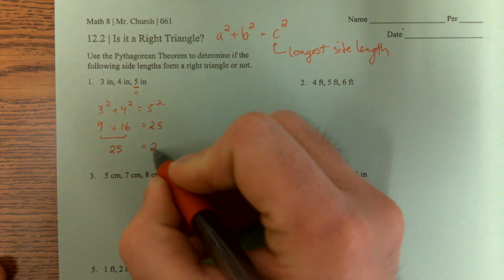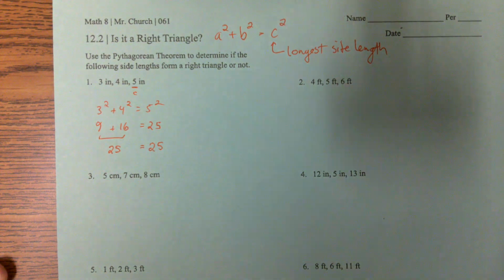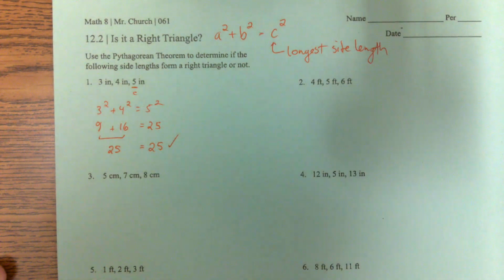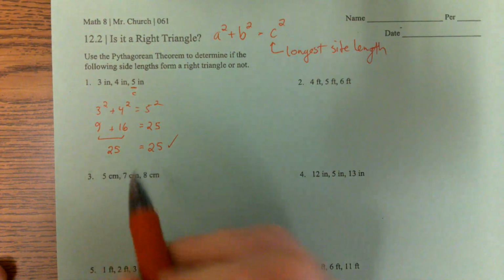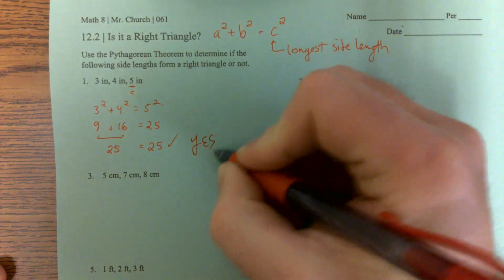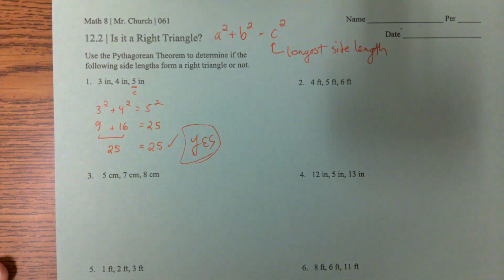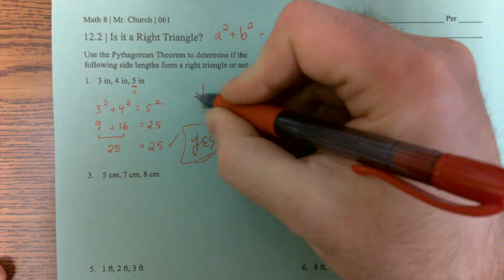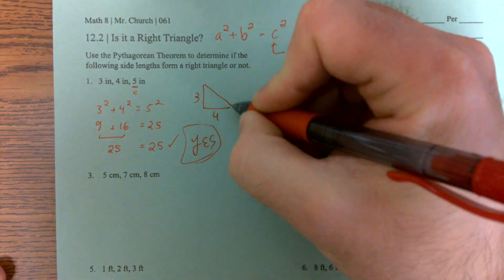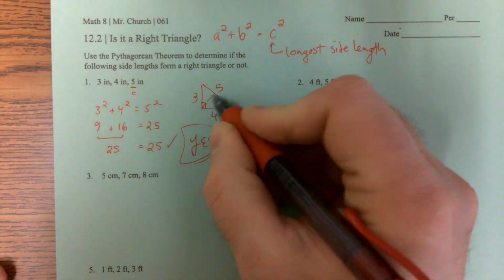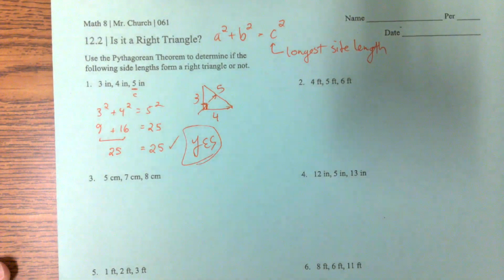Bring that right side down. It stays exactly the same. And I get the statement 25 equals 25. That is a true statement. 25 does equal 25. So my answer here is yes. This does form a right triangle, where the legs are 3 and 4, with a hypotenuse that has a length of 5. We see that hypotenuse right across from that little right angle square.